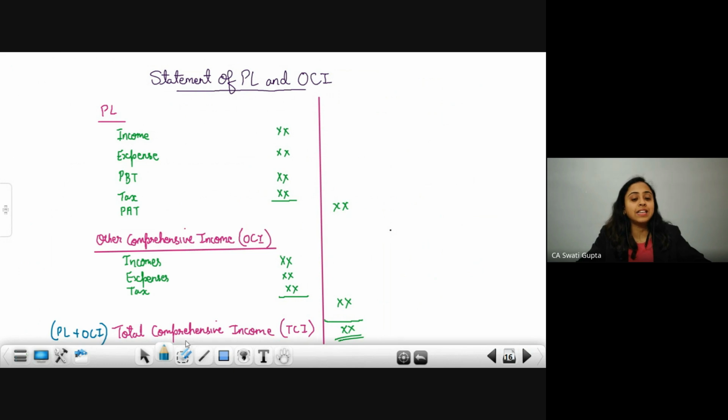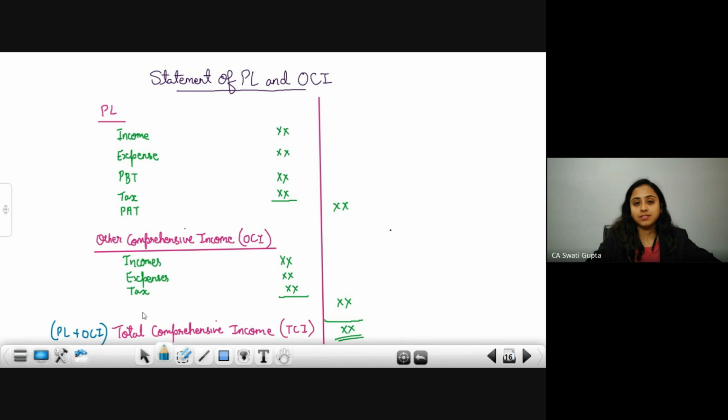Do you understand the structure of the statement of PL and OCI? It has two major parts, PL and OCI. PL has its own incomes and expenses, profits, taxes. OCI has its own incomes and expenses and taxes. Good. Okay. Now what happens?